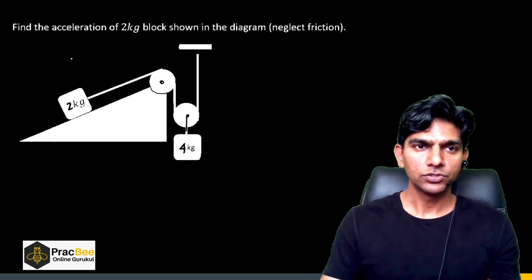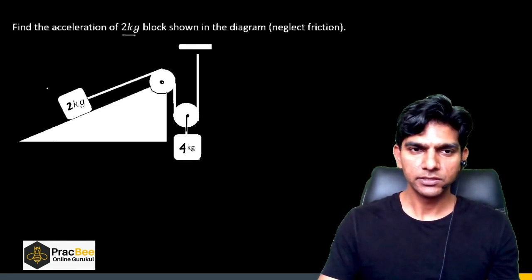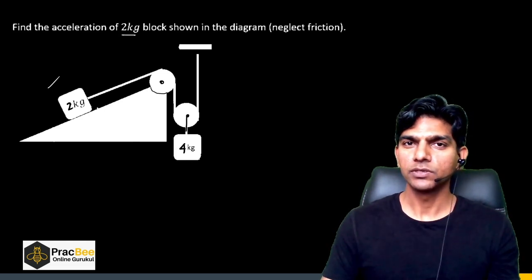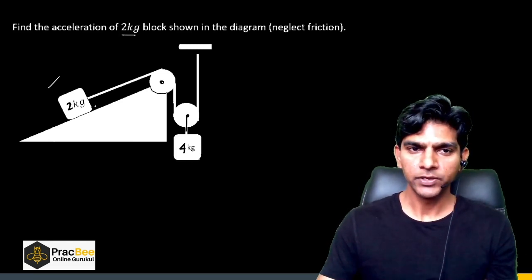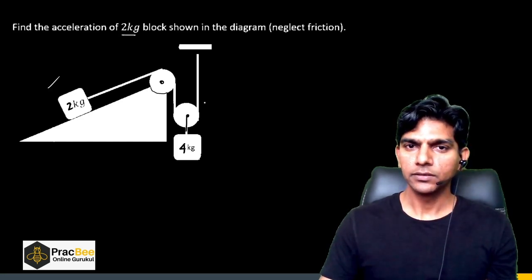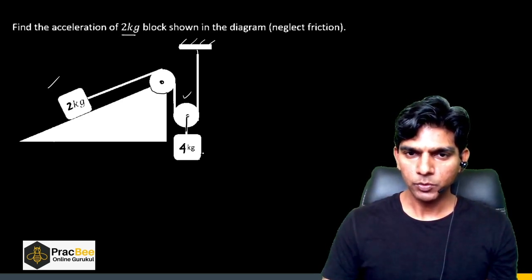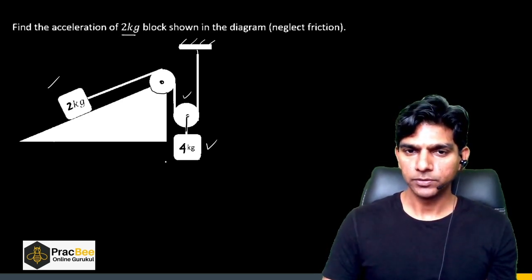Now let us see the next question. Find the acceleration of the 2 kg block shown in the diagram. So this is the 2 kg block which is placed on a smooth inclined plane, and it is connected with a string, and the other end of this string is connected with the ceiling. Let us say this is the ceiling, and there is a movable pulley, and the center of the movable pulley is connected with a 4 kg block.